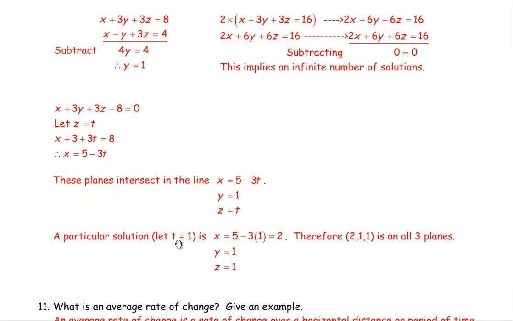To find a particular solution, take a number and put it in place of t. So I use 1. I put 1 in here, so 5 minus 3 times 1 is 2. And so (2, 1, 1) is an example of a point that is on all three planes.